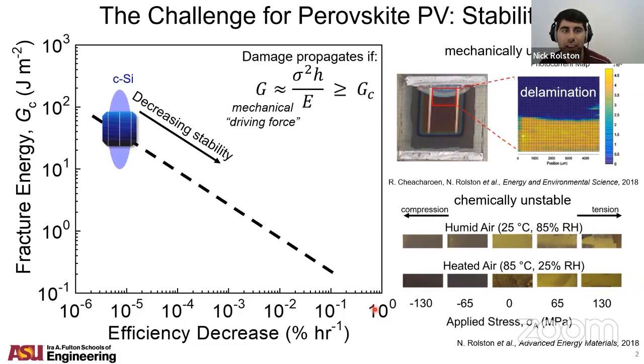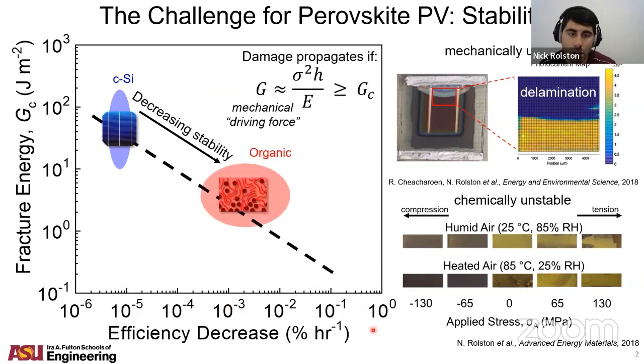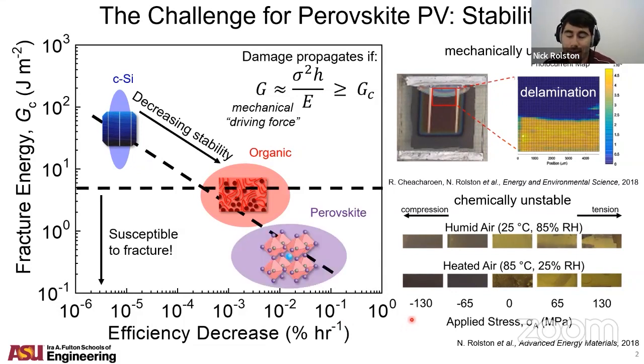x-axis. Something like a commercialized technology like silicon is quite mechanically robust and of course stable to 20-year lifetimes. Formerly competing organic materials, which we all are pretty familiar with, did not make it to market, and that was largely because they are unstable and mechanically also quite fragile. Now, the big challenge with perovskites is they happen to be the most mechanically fragile and unstable of any PV technology that's been studied. And so there are real challenges here when it comes to the fracture side of things.